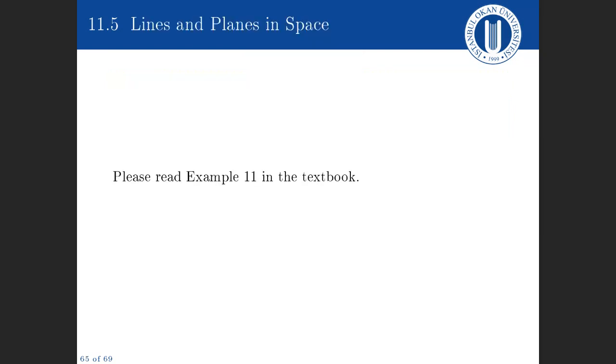There's another example in the textbook, example 11. I'm not going to bother covering that in the class because it's just the same idea repeated. But when you do your independent study, please read example 11 in the textbook.